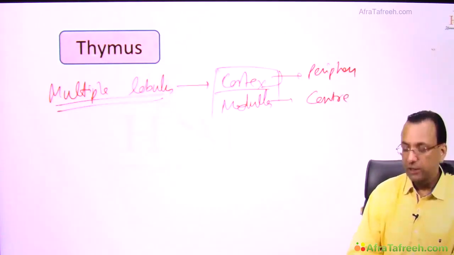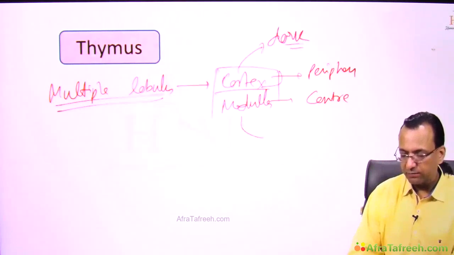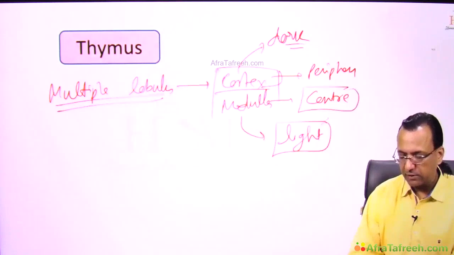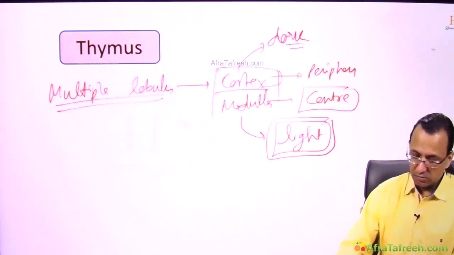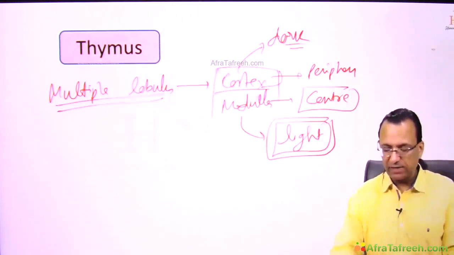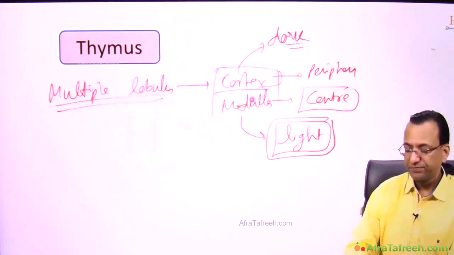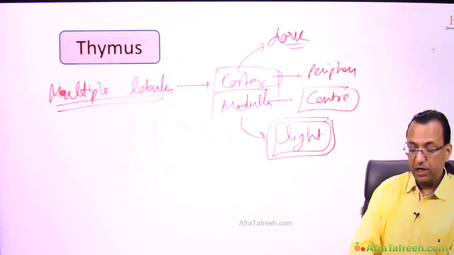What else? Cortex is dark color, and the medulla is light color. So cortex is peripheral, which is dark color, and the medulla is in the center, which is light color. Can we see some diagram for that? Yeah, you can. But there will be multiple arrangements.